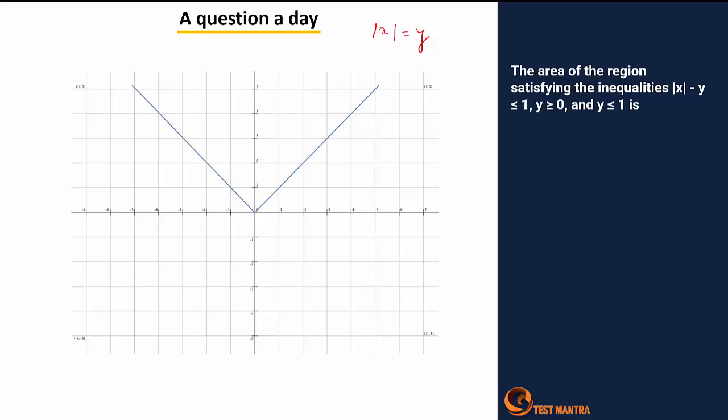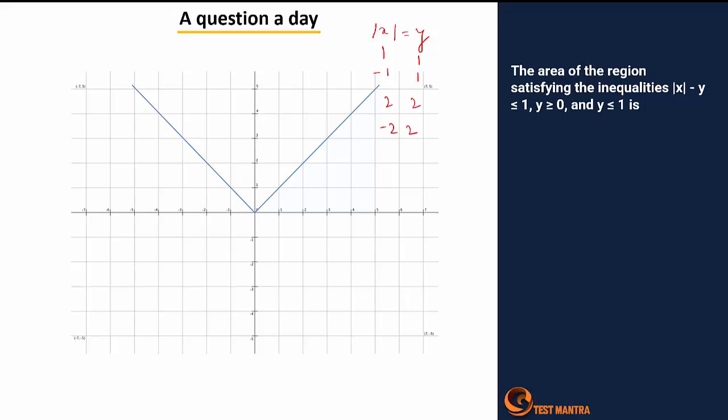Normally the graph will be in this format. Or we can take some examples. Suppose I take x as 1, the value of y will be 1; x as minus 1, the value of y is 1; x is 2, the value of y is 2; x is minus 2, the value of y will be 2, and so on. So my graph will be in this format.